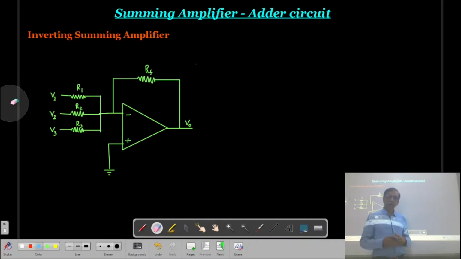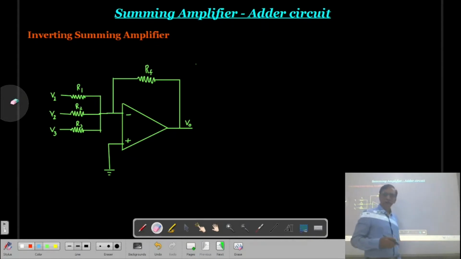It is also useful to find the average of different voltages. Suppose we have three or four voltages V1, V2, V3, and we want to find the average value, then we can also use this adder circuit. By modifying this adder circuit, you can find the average of these voltages. So now let us see what the summing amplifier, or the adder circuit, is.